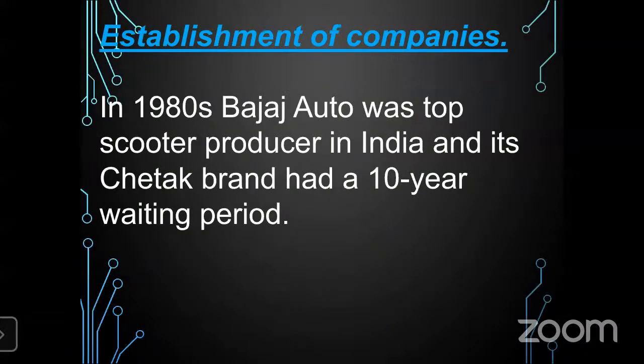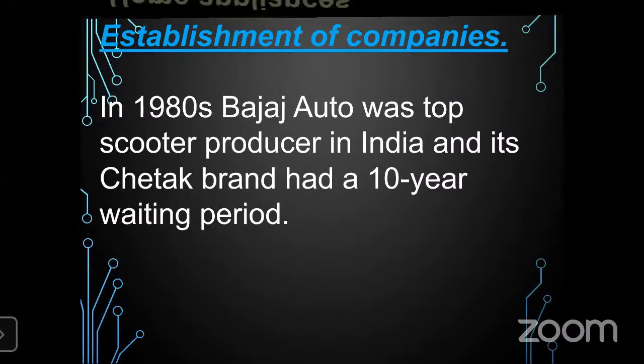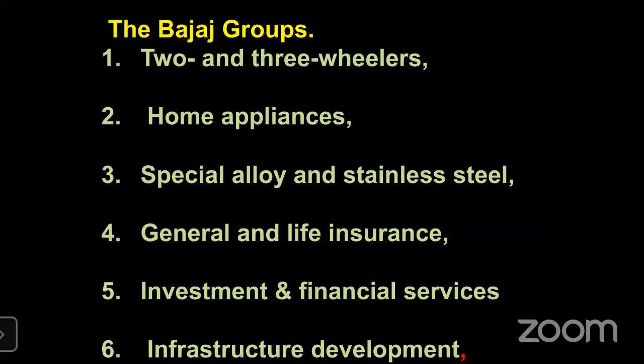Establishment of companies. In the 1980s, Bajaj Auto was the top scooter producer in India and its Chetak brand had a 10-year waiting period. The Bajaj Group serves the two-wheeler and three-wheeler segments, home appliances, special oil and steels, general and life insurance, investment and financial services, infrastructure development, and many more.